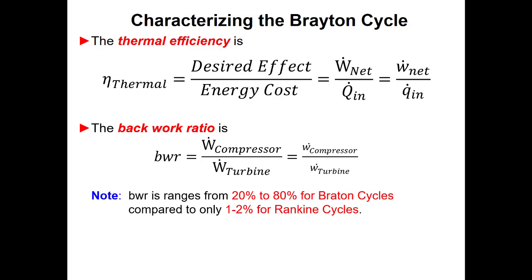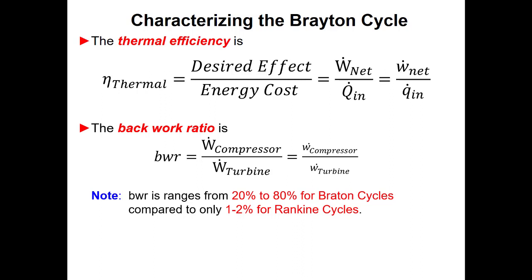But the trade-off for doing that was we had a liquid at the end, and it doesn't take a lot of work to increase the pressure of a liquid. It's a little bit different for these Brayton cycles, because increasing the pressure of a gas does take a significant amount of power. So here we have reasonably high back work ratios compared to Rankine cycles. But we can get even better thermal efficiencies because we don't have that large heat loss that's associated with condensing fluid like we do in a Rankine cycle.